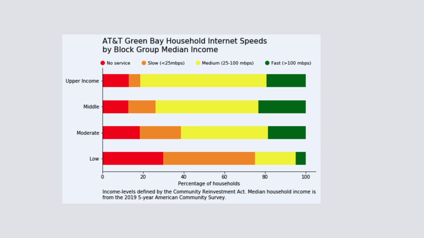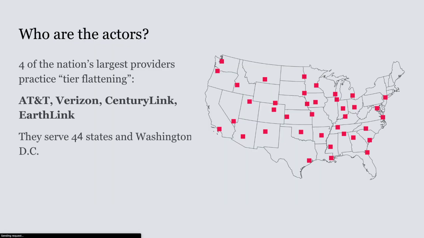We wanted to know where else this was happening and who else was responsible for this pricing scheme. So we did some research and found that an advocacy group called NDIA had found that this had occurred previously from AT&T and Verizon, and they coined the term tier flattening to describe the pricing strategy of charging the same price for different speeds. We found that in addition to AT&T and Verizon, CenturyLink and EarthLink also practice this tier flattening.